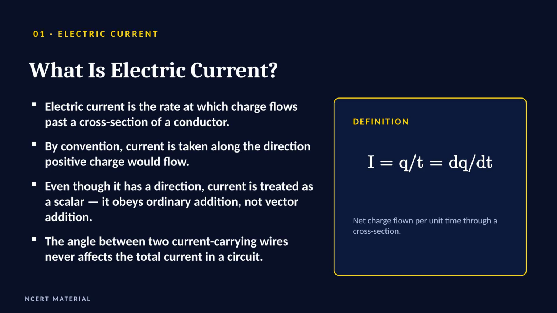Now here's something interesting. Even though current has a direction, it is still treated as a scalar quantity. That means currents add up using ordinary addition, not vector addition. So the angle between two wires carrying current never affects the total current in a circuit. The formula is simple. Current equals charge Q divided by time t, or in calculus form, dQ by dt.